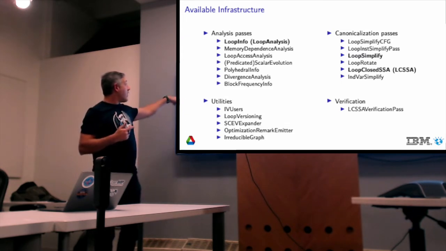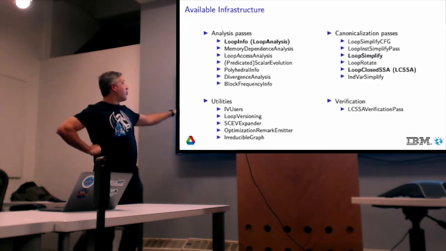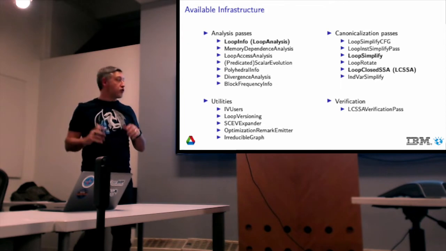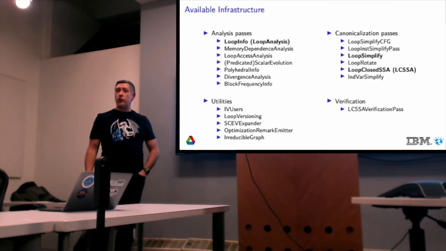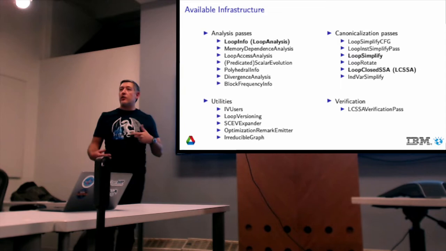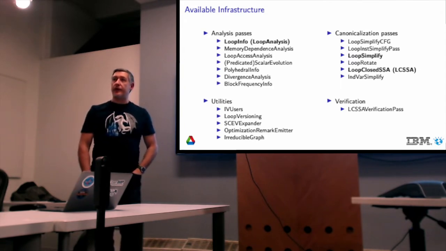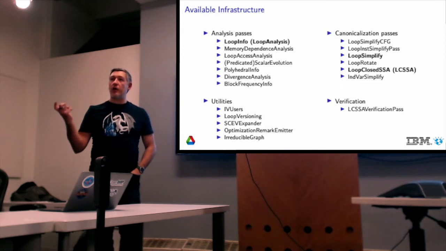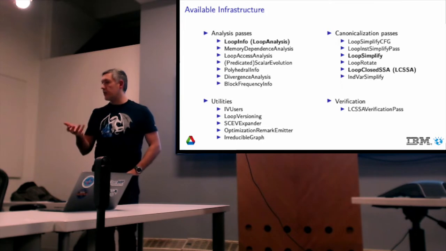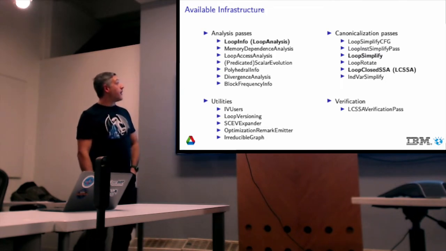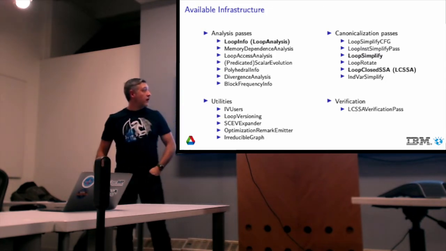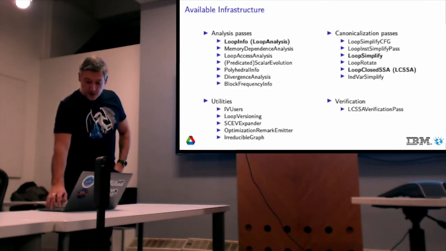And there are a number of other analyses, like loop access analysis, which analyzes the accesses inside a loop to find out the structure of the loop. There are a number of utilities that can be used by loop passes to do that work. For example, loop versioning. If you want to transform a loop depending on a runtime condition, you may want to create two versions of the loop: one to execute for which the runtime condition is true, and the other in case the condition is false. This utility will take a loop and create two versions of it. And then there is the canonicalization pass that I just explained. I'm not going to go into too many details for all of them.